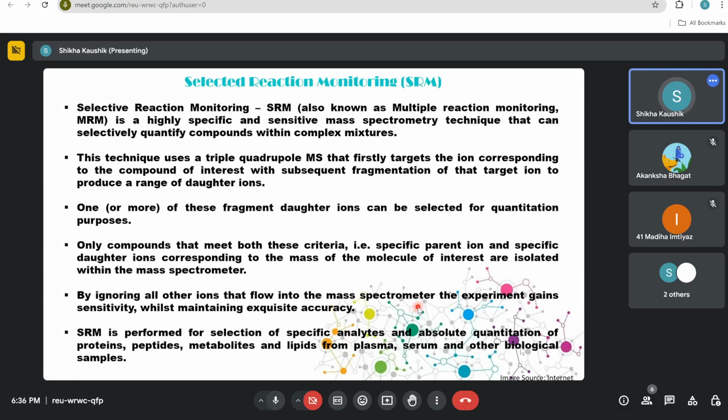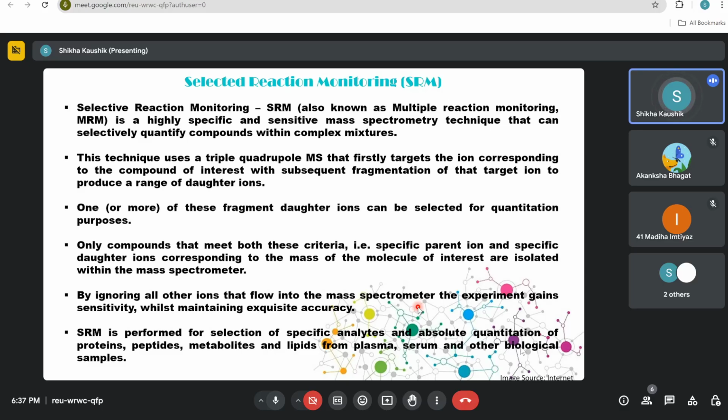Only compounds that meet both these criteria, that is specific parent ion and a specific daughter ion corresponding to the mass of the molecule of interest, are isolated within the mass spectroscopy. So first you are selecting your parent ion, then from parent ion you are making a lot of daughter ions, and from daughter ions you are again making a selection. Then by ignoring all other ions that flow into the mass spectrometry, the experiment gains sensitivity whilst maintaining acquisite accuracy.